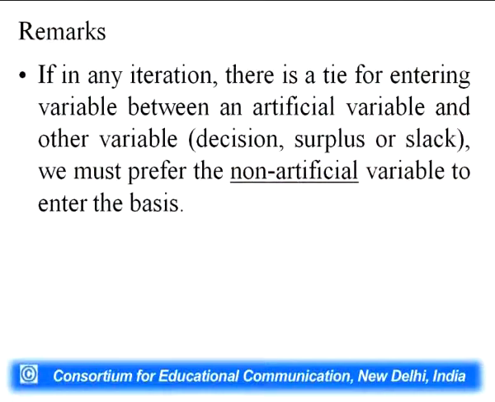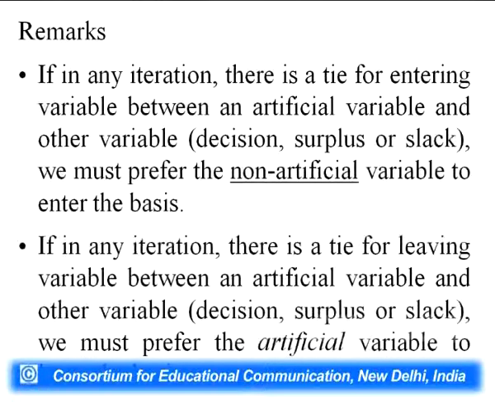Okay, now I quickly go through the remarks. The remarks are, if in any iteration there is a tie for the entering variable between an artificial variable and another variable, decision, surplus or slack, we must prefer the non-artificial variable to enter the basis. And if in any iteration there is a tie for the leaving variable between an artificial variable and another variable, meaning decision, surplus or slack, we must prefer the artificial variable to leave the basis.